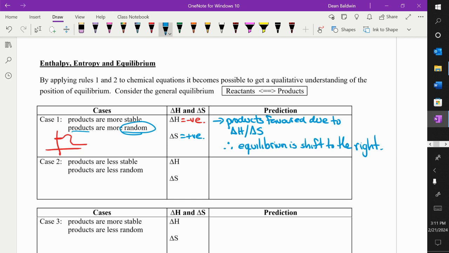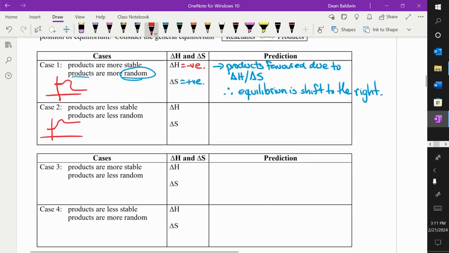Okay. What if the products are less stable? Then that is that type of potential energy diagram, which is what type of reaction? Endothermic reaction. So delta H is positive. And the products are less random. So delta S is negative. Okay. So which side is being favored? Reactants.